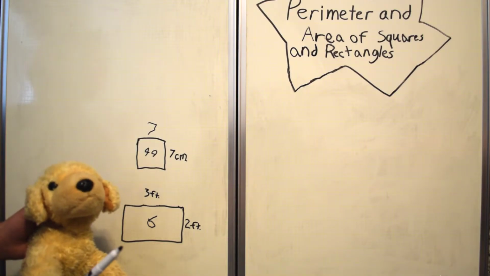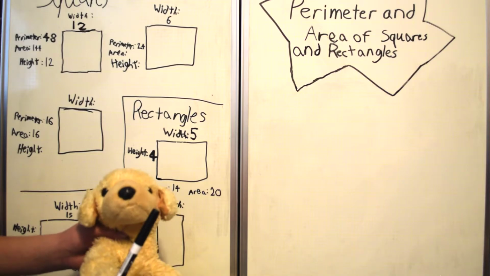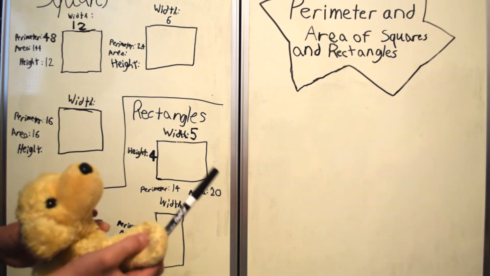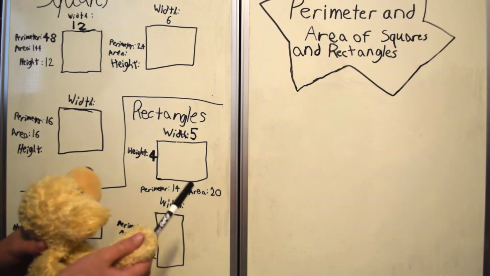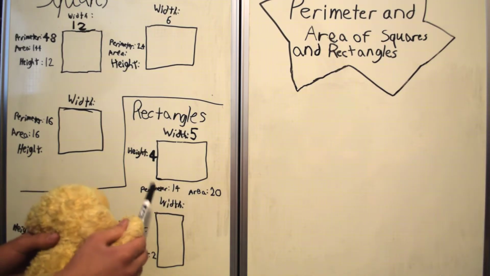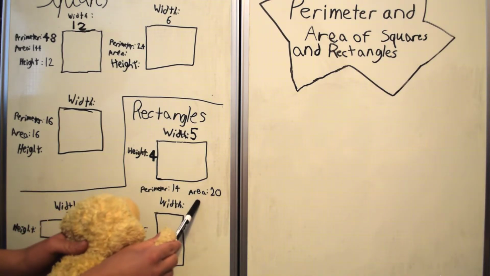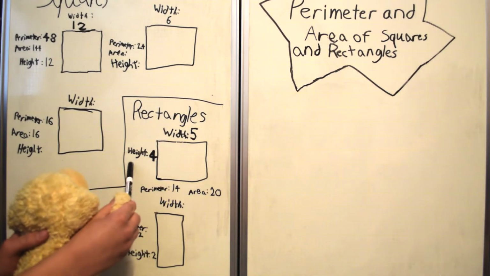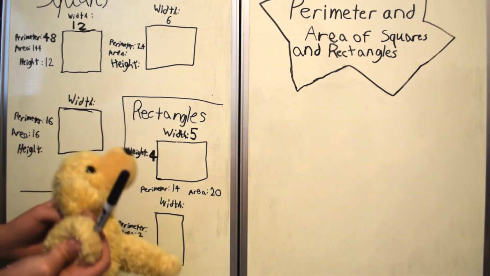Anyway, I have one more thing for you. Here I have 6 examples for you. 2 have already been solved, and I'll let you solve the rest on your own. You'll have to fill in all the information: the perimeter, the area, the width, and the height. Good luck and goodbye.